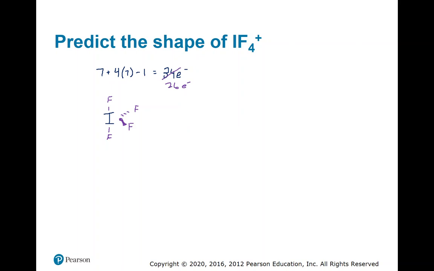We need to next fill out the octets of our fluorines, which takes 3 lone pairs per atom. So that's 6 electrons times 4. It's going to use 24. So after we put those down, we're going to have 2 electrons left, so we'll go ahead and place those.